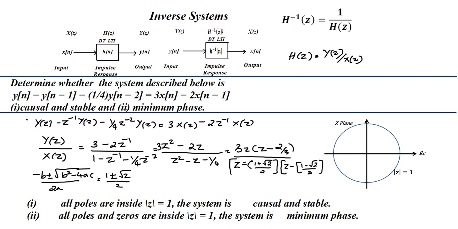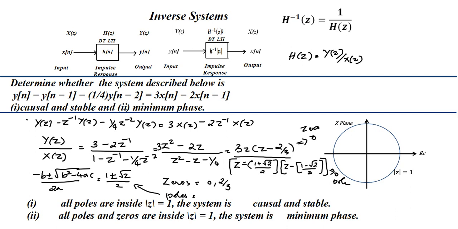You can equate the numerator to 0 and you will get zeros, and equate the denominator to 0 and you will get poles. So the zeros of this particular equation are 0 and 2/3. And the poles, if you equate, are (1 + √2)/2 and (1 − √2)/2.